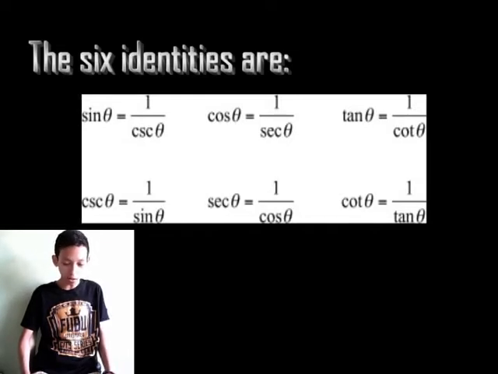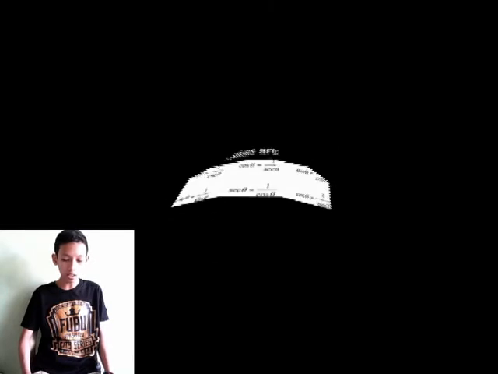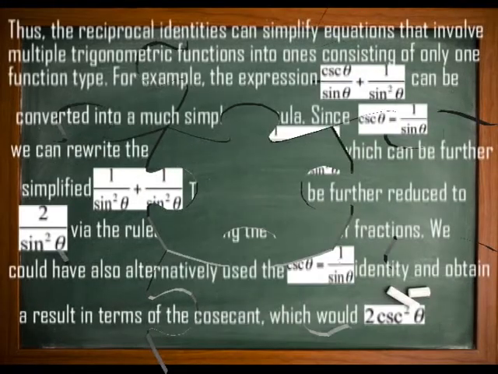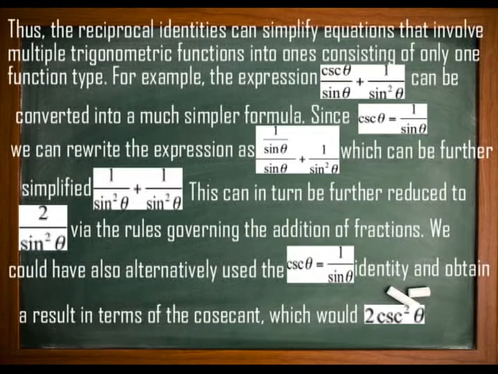Number 4, cosecant theta equals 1 over sine theta. Number 5, secant theta equals 1 over cosine theta. Number 6, cotangent theta equals 1 over tangent theta. Thus, the reciprocal identities can simplify equations that involve multiple trigonometric functions into ones consisting of only one function type.